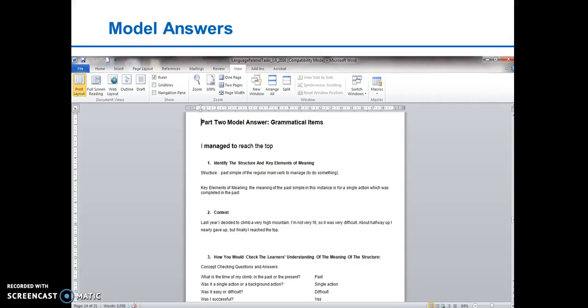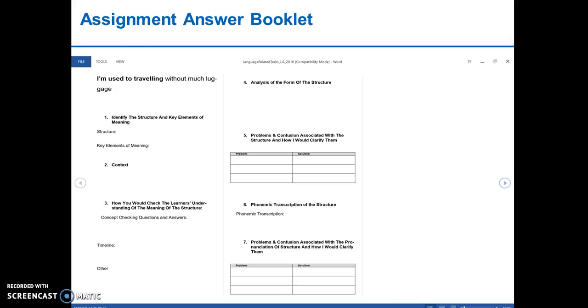The model answer is a really useful tool here. It tells you what to expect. Spend some time looking at this and refer back to it when answering the 3 questions that we ask you to complete as part of the assignment. And then finally, the assignment answer booklet. This prompts you in some detail to answer each of the 7 sections which make up each question. Make sure you complete all of them in order to avoid missing out a part and therefore being asked to resubmit.